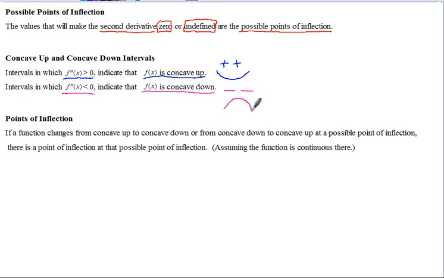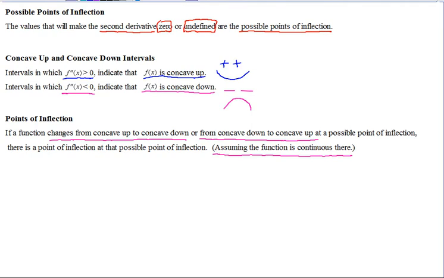So points of inflection are where a function changes from concave up to concave down, or from concave down to concave up, assuming the function is continuous there. So we only have one name for them, points of inflection or inflection points. Unlike relative extrema, which can be relative minimums or relative maximums, depending on if the first derivative changes from positive to negative or negative to positive. And the second derivative, if it changes sign either way, they're points of inflection.